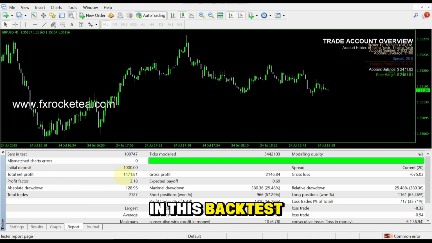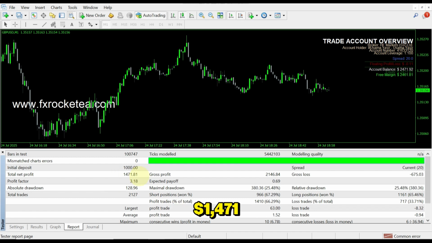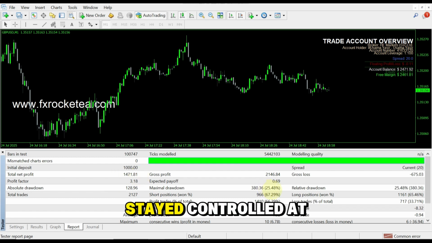In this backtest, the EA delivered impressive performance with a total net profit of $1,471. The maximum drawdown stayed controlled at just 25%, showing strong risk management and stable performance. With a solid 66% win rate, the strategy maintained high accuracy across trades.